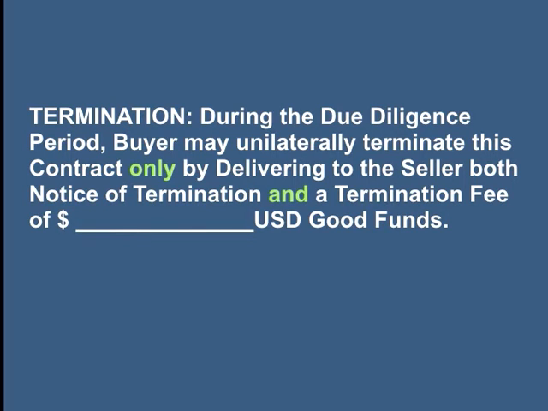Let me say now that when you're writing the offer, you have your buyer write a check directly to the seller, not to the escrow agency, but to the seller for whatever amount of termination fee you put in here. If you put $1, the check would be for $1. If it was $100, the check is for $100, but the check is written to the seller. I recommend that you hold on to it.